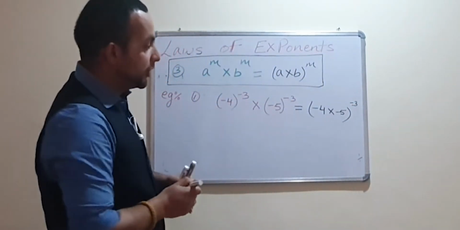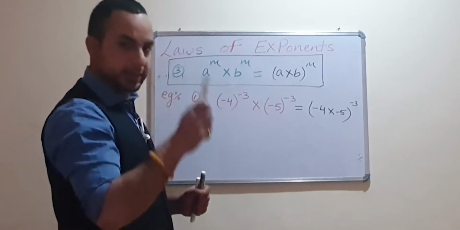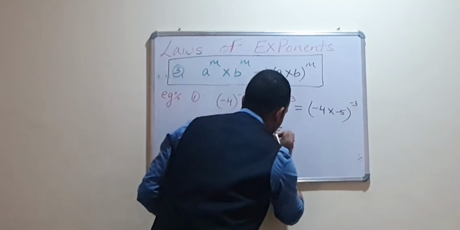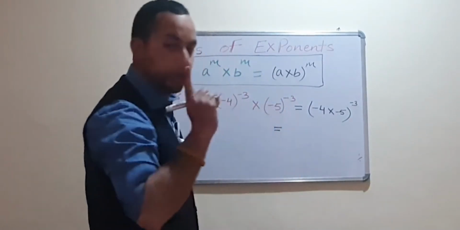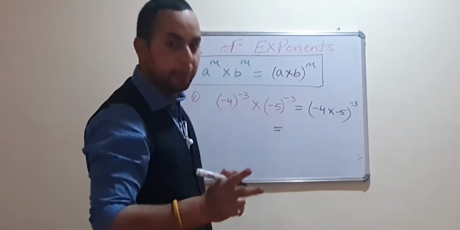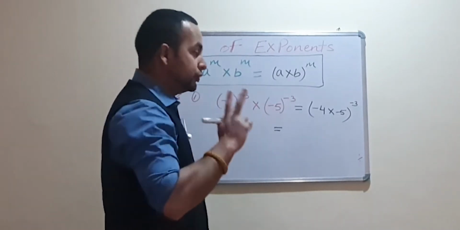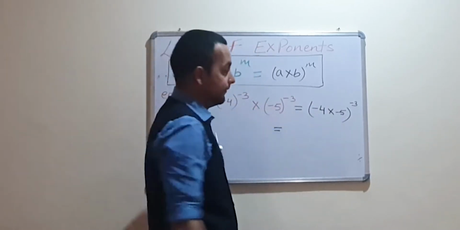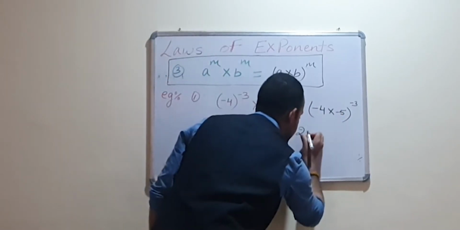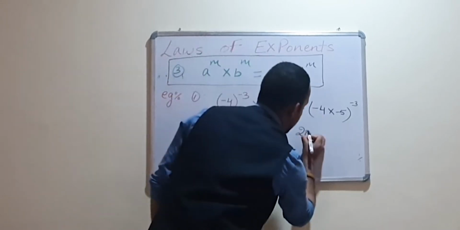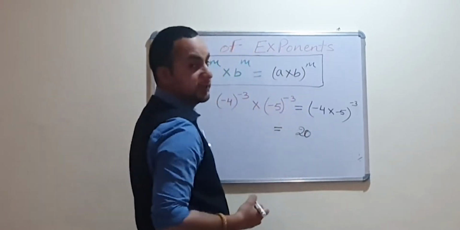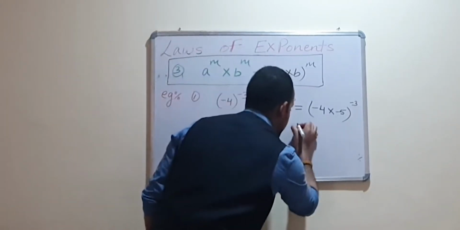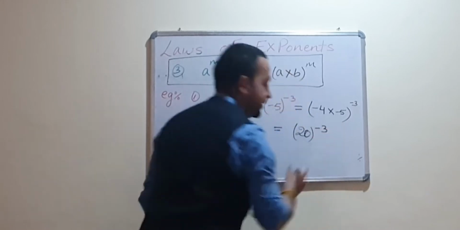Multiplication of two negative numbers is always positive. We learned in class 7 that multiplication of two negative numbers is always positive. So negative 4 multiplied by negative 5, that is 4 5s are 20. It's positive 20 because multiplication of two negative numbers is always positive. So 20 whole raised to the power minus 3.